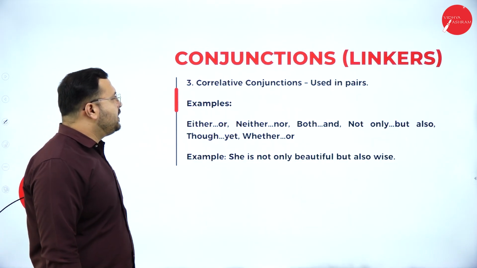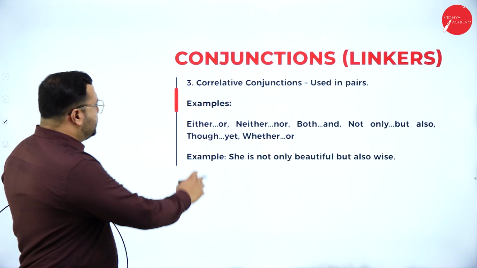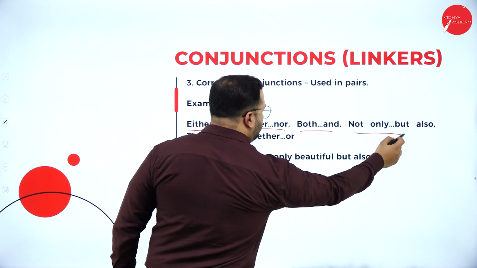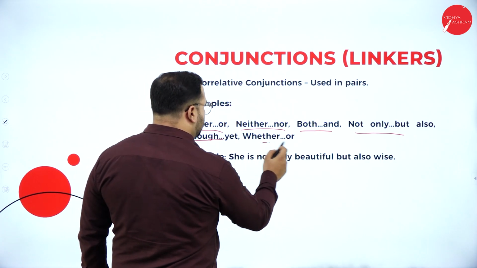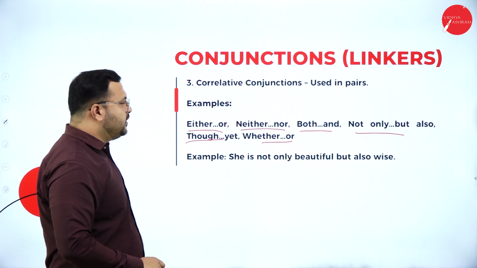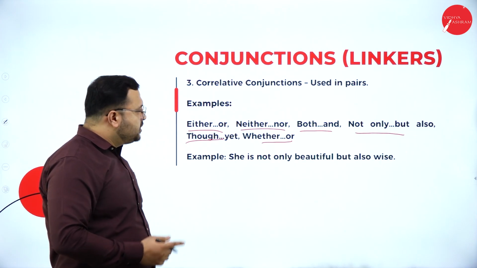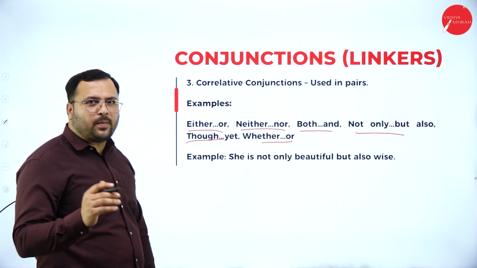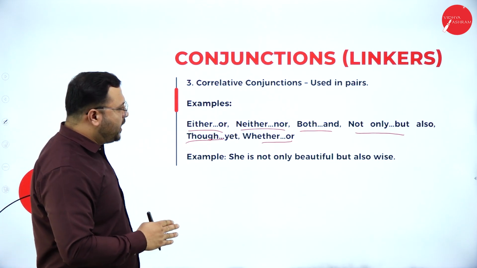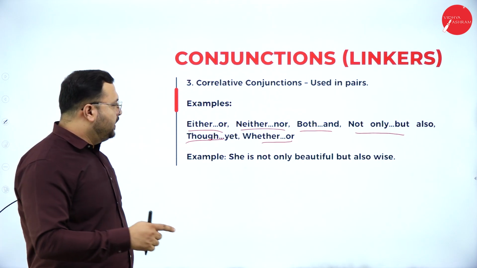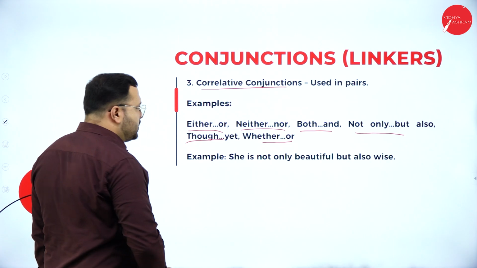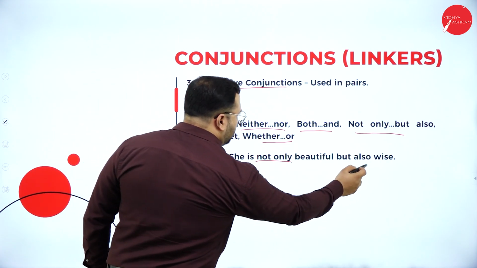Third one is correlative conjunctions, used in pairs. Either or, neither nor, both and, not only but also, though yet, whether or. Here is one example. She is not only beautiful but also wise. She is beautiful, she is wise. When you combine those two sentences, you can use many other conjunctions. She is beautiful and wise. Then you use this correlative conjunction, which is not only but also.